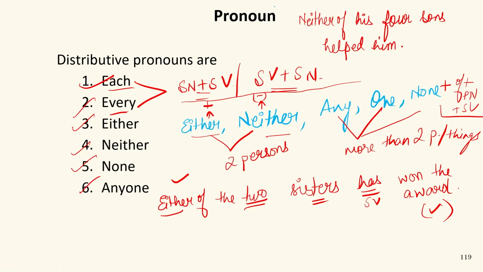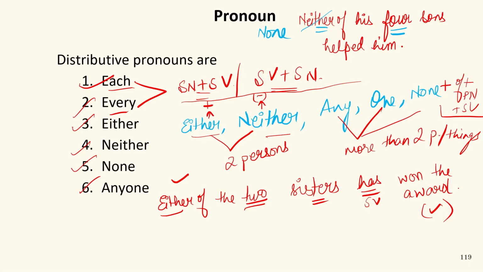No, the given sentence is incorrect because here we are talking about 4 sons. And we are using the word neither, whereas neither is used only with 2 sons. Now, we need not replace the word for because he has 4 sons, that is described. But we can replace this word neither with none. So the correct sentence will be: none of his 4 sons helped him.